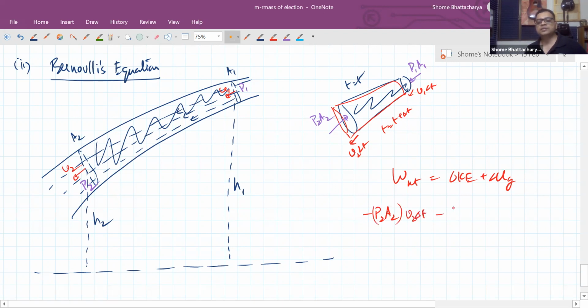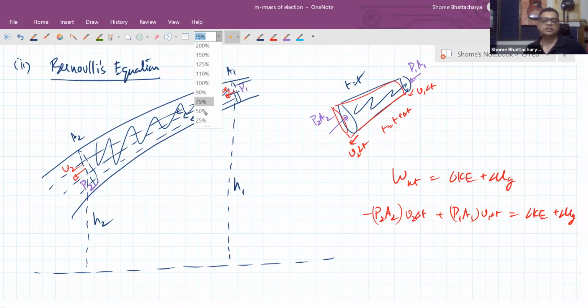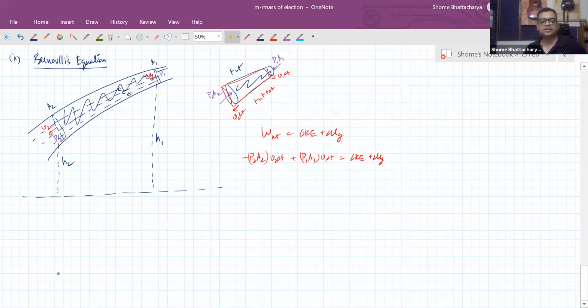Whereas P1A1 is doing positive work. This should be equal to the change in kinetic energy plus the change in potential energy. Now, how will we calculate the change in kinetic energy? For that, just understand that in time delta t, what was here earlier is now coming to this kind of position.